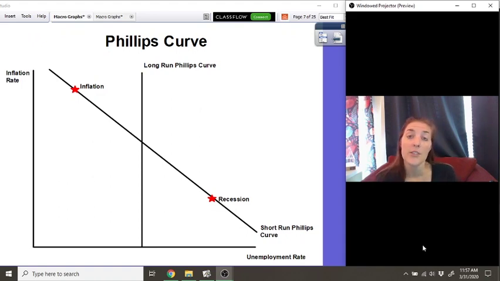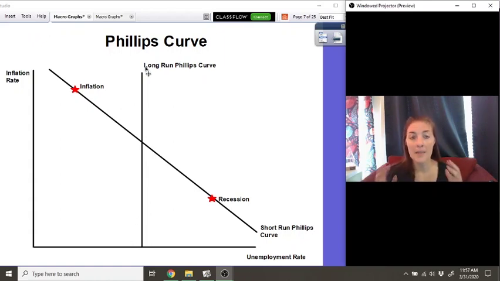So the last topic in this unit is the Phillips curve. It's a graph that actually corresponds pretty much identically with the aggregate model. So if you understand the aggregate model, the Phillips curve should not be hard at all. Like the aggregate model, we have a long run line. This long run Phillips curve goes directly with the long run aggregate supply.